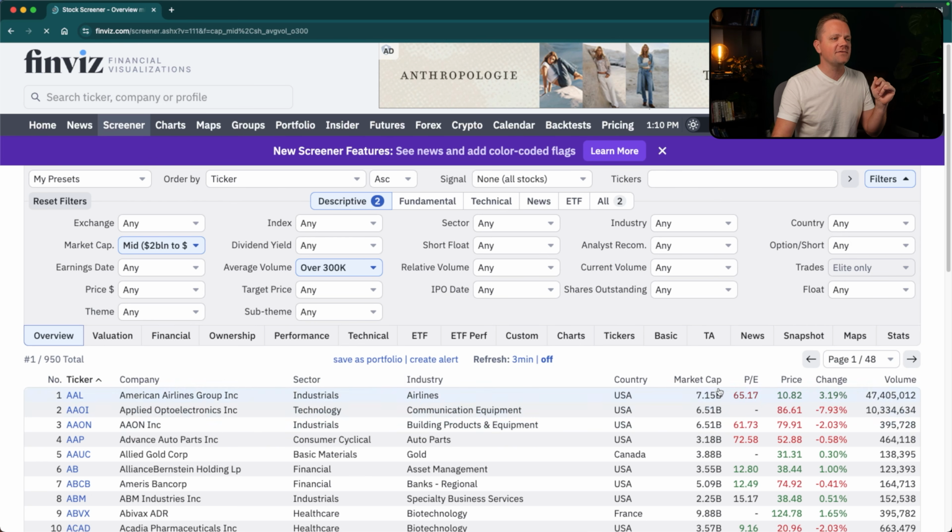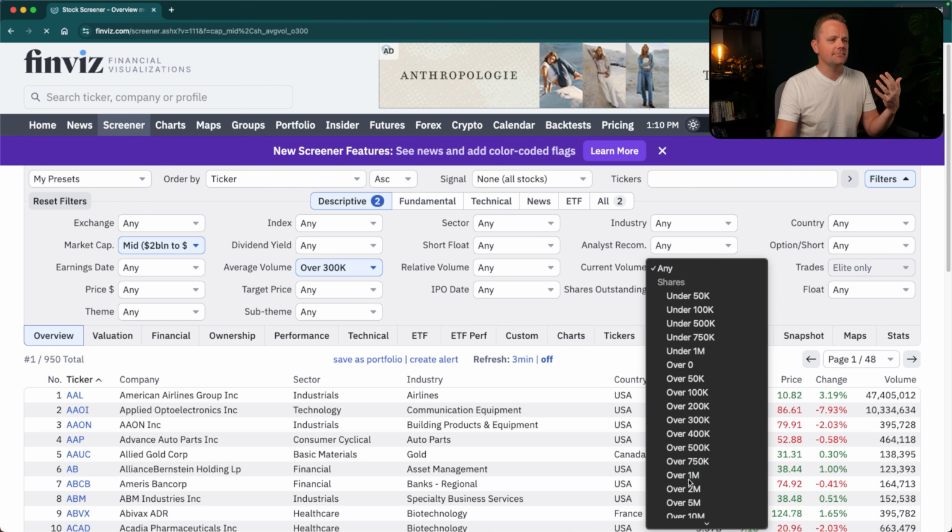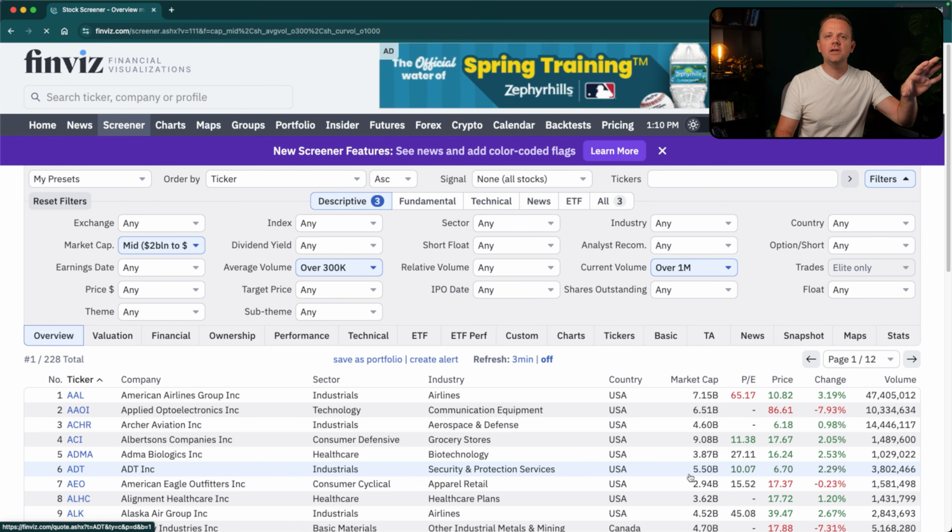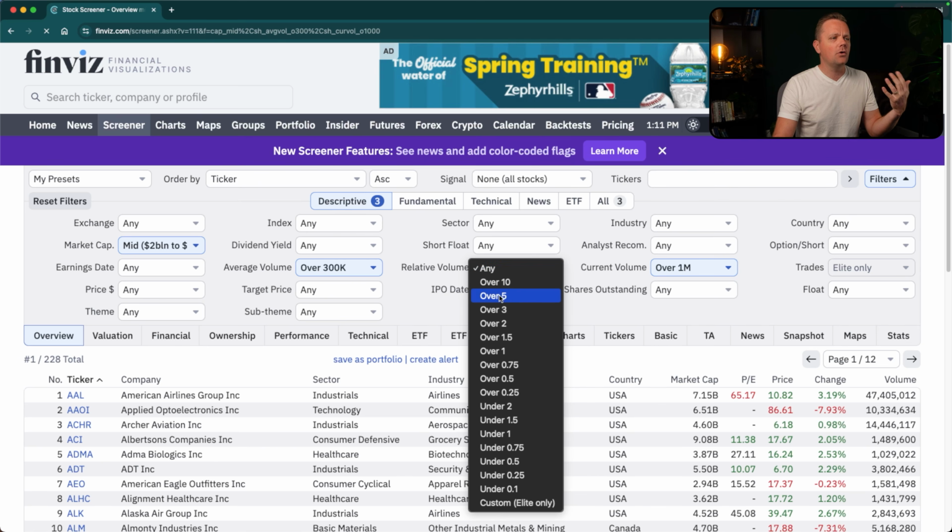All right, now current volume, we're going to set this to over 1 million. Now, this tells us there's already unusual activity happening today. Something is driving interest in this stock right now. Now, we're going to also go over to relative volume here, and we're going to set this to over 2.